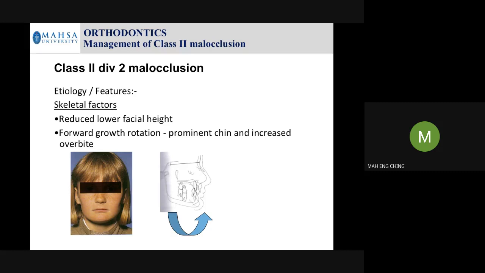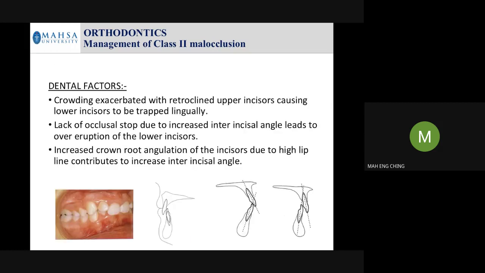Okay, last week we talked about Class 2 Division 1, then today we're going to talk about Class 2 Division 2 malocclusion. So, same thing, we go through etiology, then what the features are, and what the treatment plan is for Class 2 Division 2. So, the etiology, same thing, we divide into skeletal, and later we divide into dental factor.